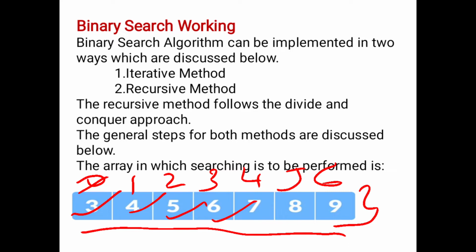What is the index value of the first element? 0 is the index value of the first element, then 1, 2, 3 up to 6. Here we are given elements, and they must be sorted. That is a very important thing, because binary search is only done on sorted arrays.